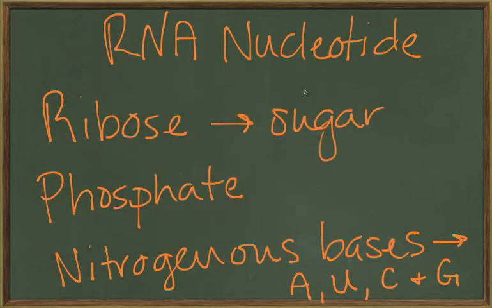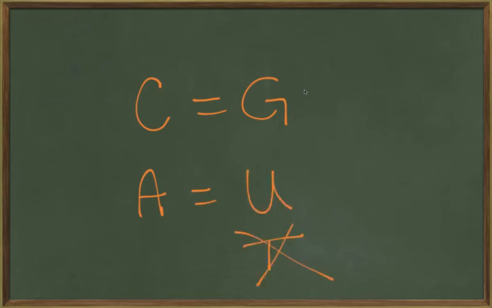RNA needs to do. Just to reiterate it, C still equals G, but now when you come across an A, you have to pair it up with U. T no longer exists, so you cannot use T anymore. So let's go ahead and just practice that.